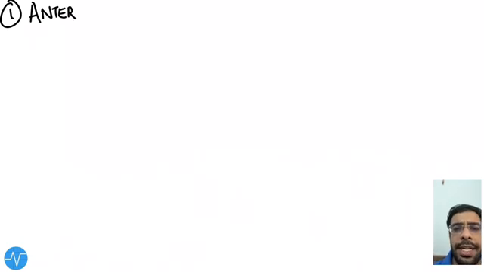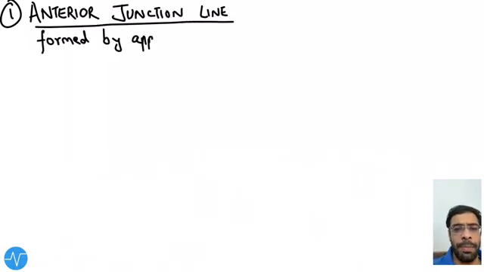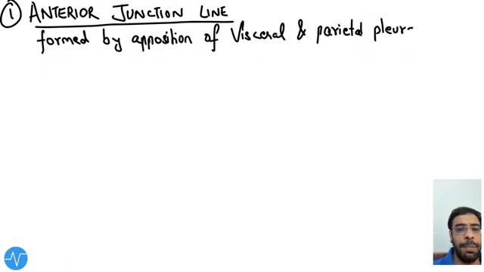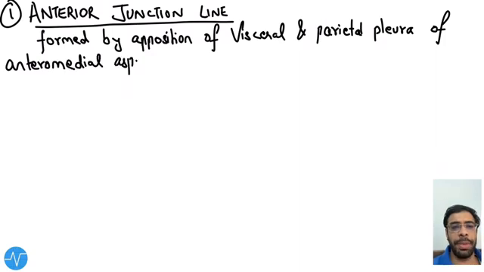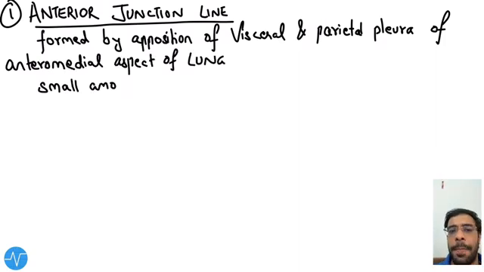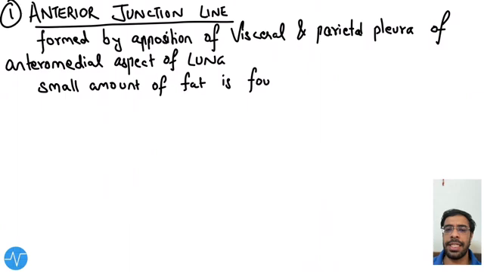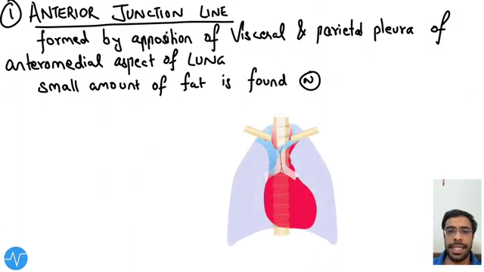Anterior junction line. It is formed by opposition of visceral and parietal pleura of the anteromedial aspect of the lung. A small amount of fat is normally present. Here is the diagram.